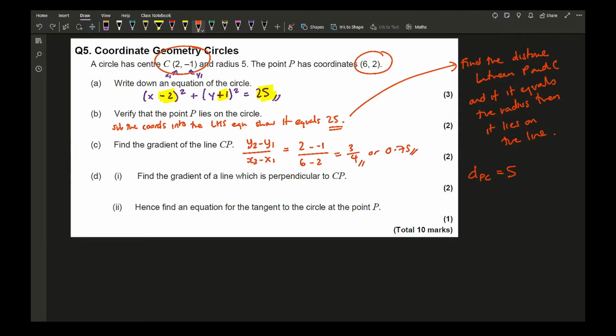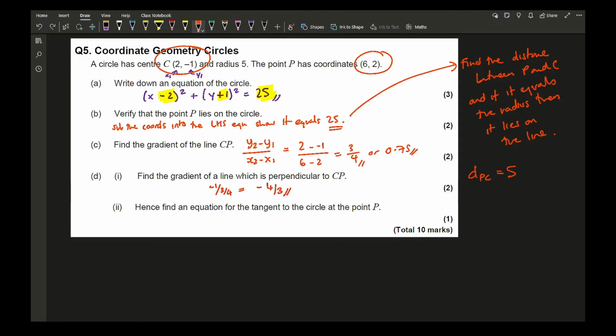So part D says find the gradient of a line that's perpendicular to CP. Well, all I need to do is just do the reciprocal. So that's going to be minus 1 over 3 over 4, which is minus 4 over 3. And then finally, hence find the equation of the tangent at point P of the circle.